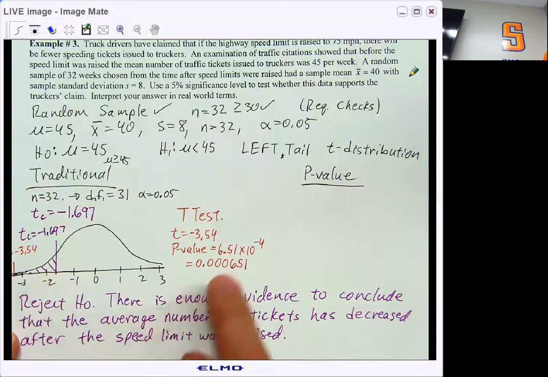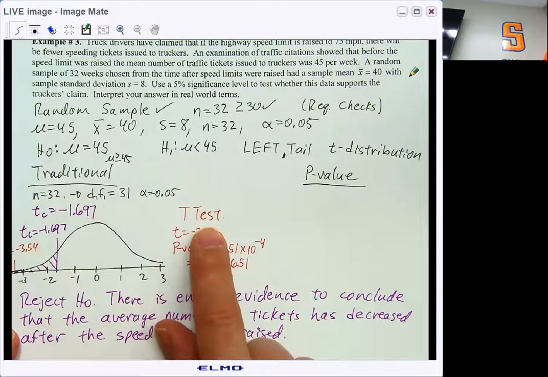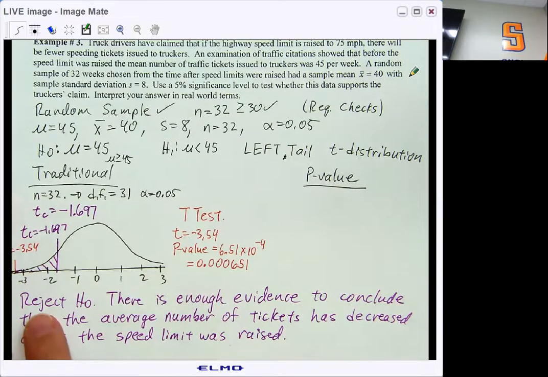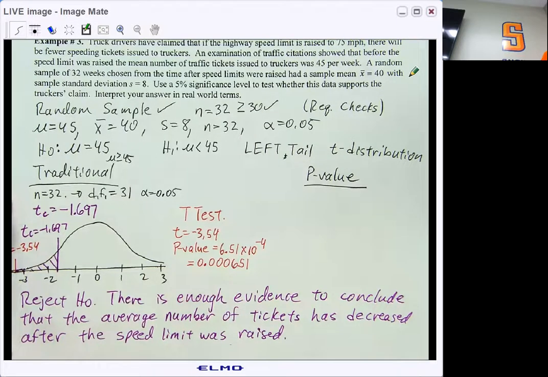Then I ran the t-test program and found out that t is negative 3.54, which puts it here, well inside the critical region. So we will reject H naught. There is enough evidence to conclude that the average number of tickets has decreased after the speed limit was raised.